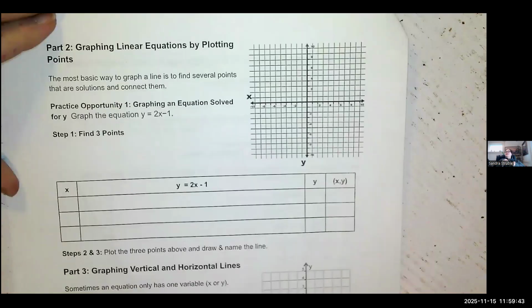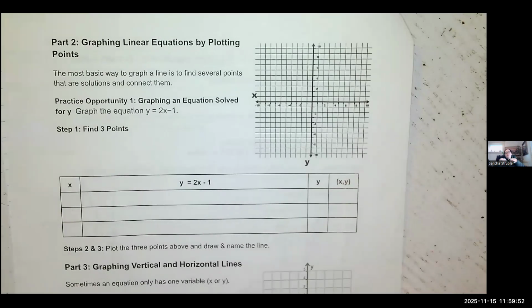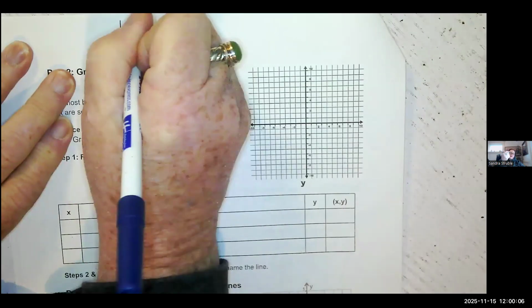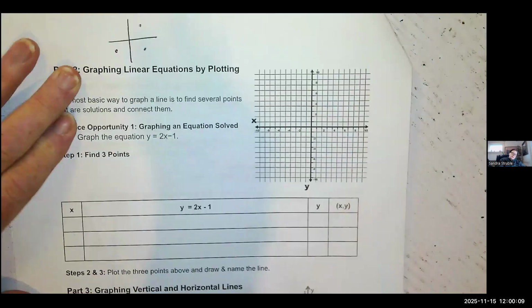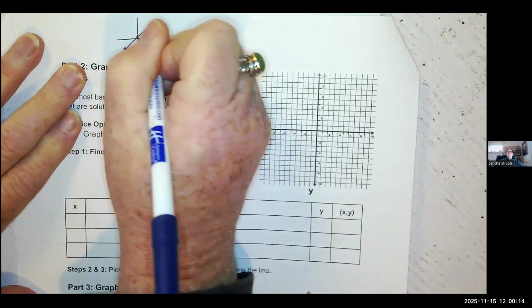All right, next victim. Part 2, graphing linear equations by plotting points. The most basic way to graph a line is to find several points. I usually don't do more than 3. Yes, it only takes a few points to graph a line, but what if you calculated one of them improperly? The third point is just a CYA to make sure that you don't have a point here, a point here, and a point here. You can't make a straight line with that. So we want to just make sure that our points are going to give us a nice line. Otherwise, we've done calculations wrong.